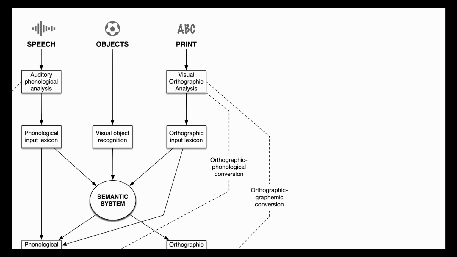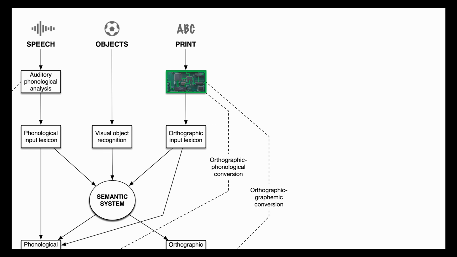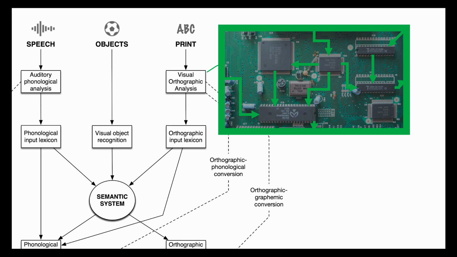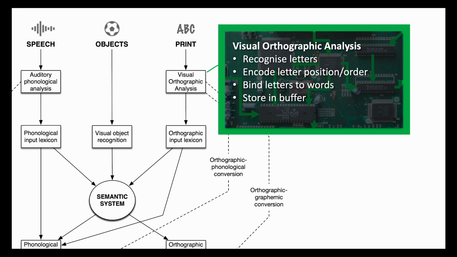First up is visual orthographic analysis. Now, this is another one of those processes where there's a lot more going on than we are going to dive into. There are multiple layers and we probably don't even understand them all. But put simply, we know that it is recognizing each letter regardless of the font or the case, capital or lowercase, or the size, etc. It's also encoding the position or order of the letters in a word, and it's binding those letters to the words and probably has a buffer there that it's storing them in as well.